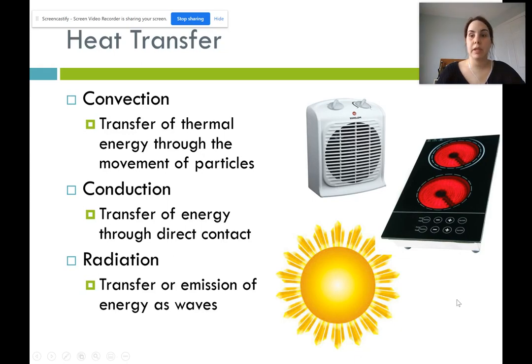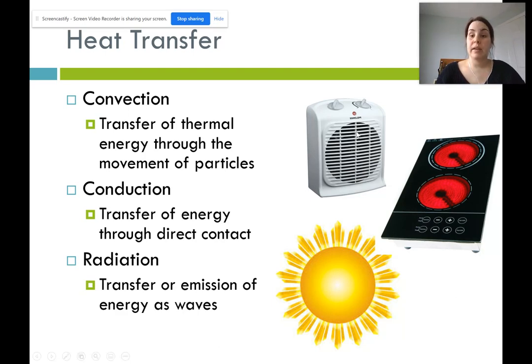So we're going to start off talking about heat transfer. There are different ways that heat or energy can be transferred from one place to another. The first one is through something called convection. Convection is the transfer of thermal energy through the movement of particles. This could be things like gases or liquids.